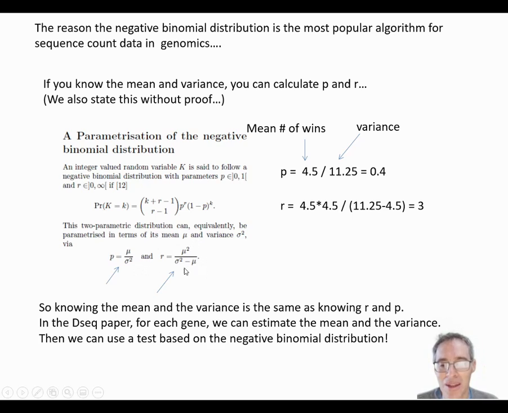If you know the mean and the variance, you can then cast them as the probability of a loss and the number of games that you're going to get allowed to play before you're tossed out of a tournament. Right? And then you can use this P and R for background inference for a different set of conditions.